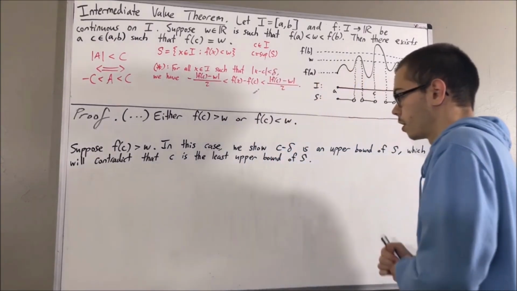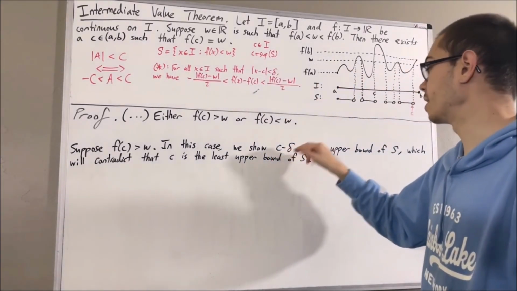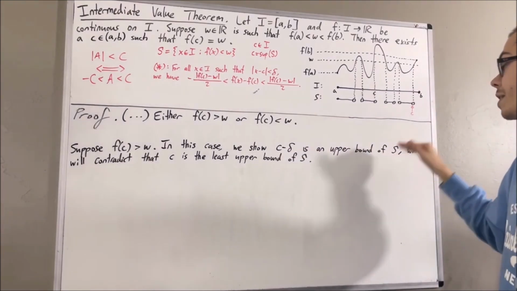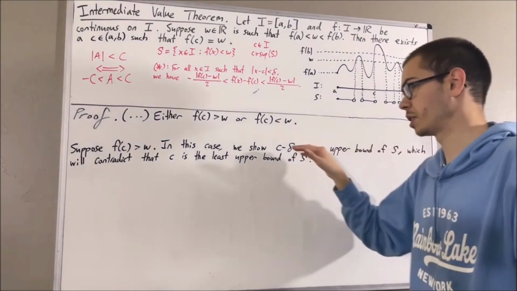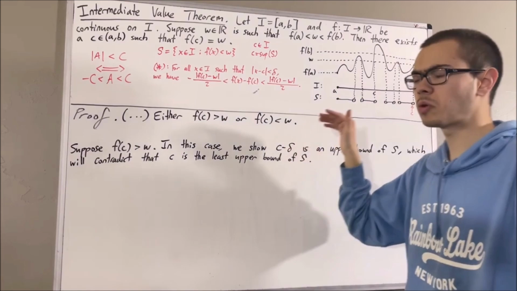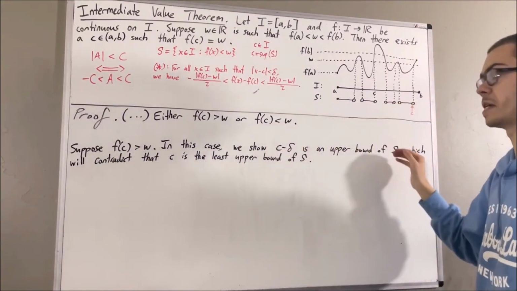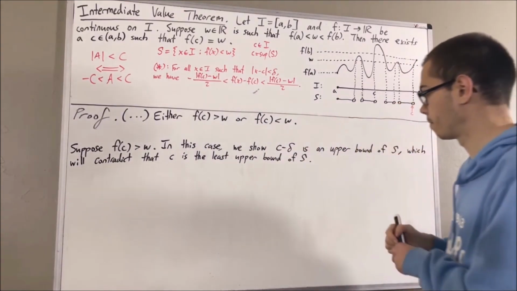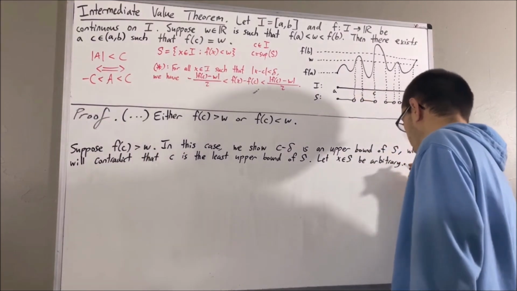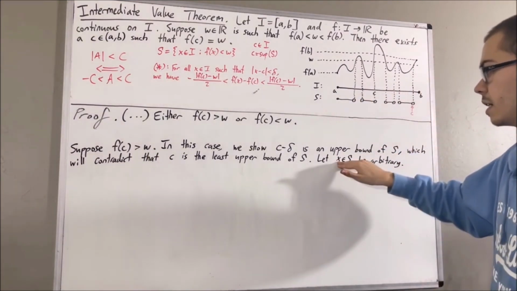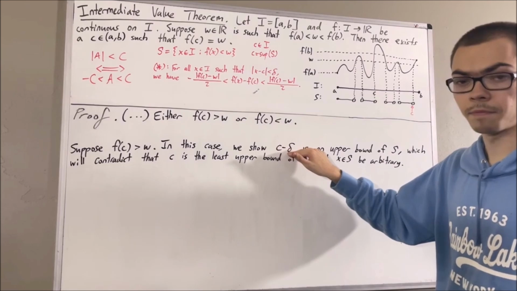Okay, so to show that C minus delta is an upper bound of S, we want to show that every element of S is less than or equal to C minus delta. So let's consider an arbitrary element in S, called X. The goal from here is to show that X is less than or equal to C minus delta.